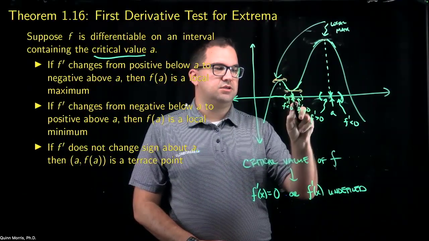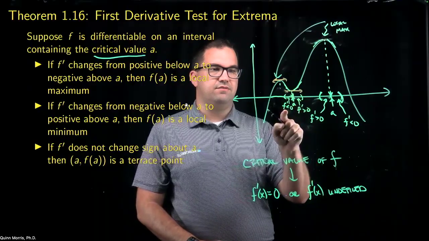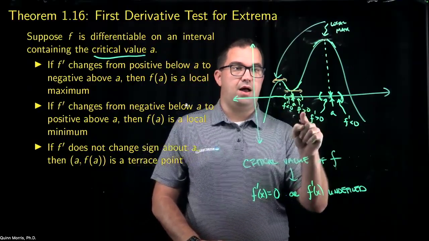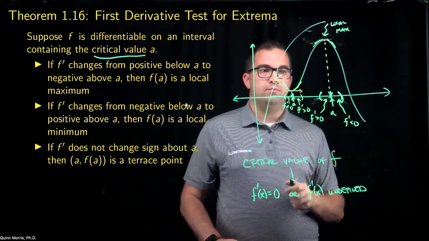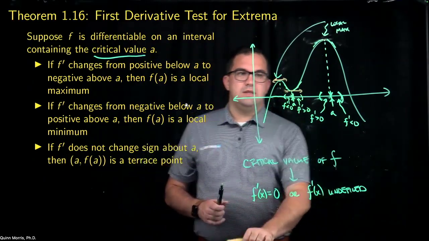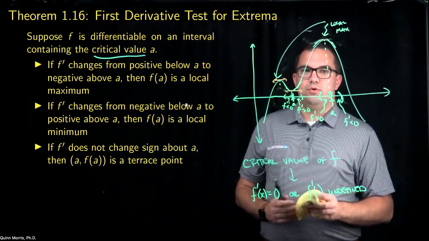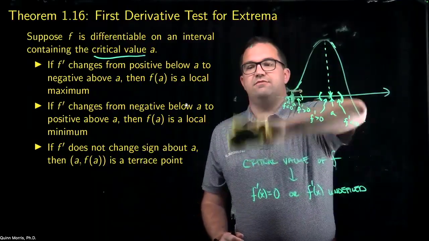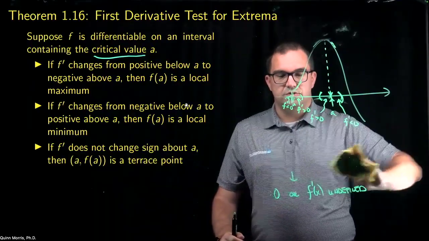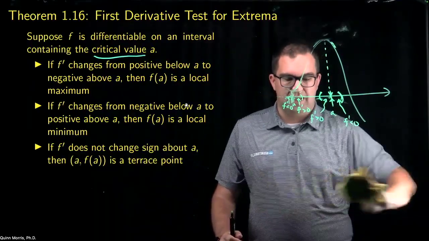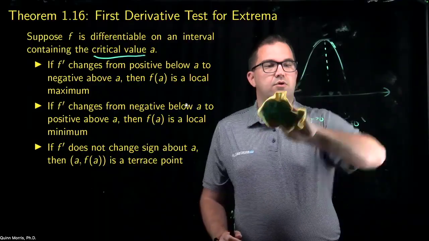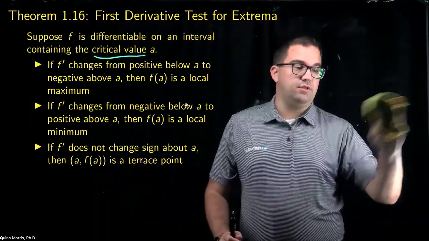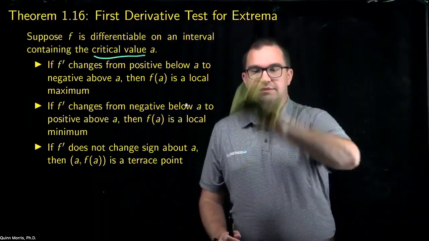So at this critical value A, my derivative switched from negative to positive, and therefore I have a local minimum. Okay. Now, of course, it's actually also possible that you have a critical value at which the derivative does not change sign. So it could be positive on the left-hand side and positive on the right-hand side, or it could be negative on the left-hand side and negative on the right-hand side.